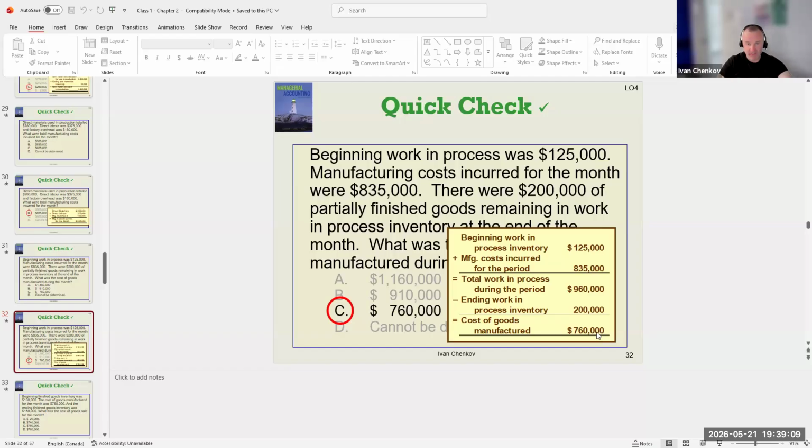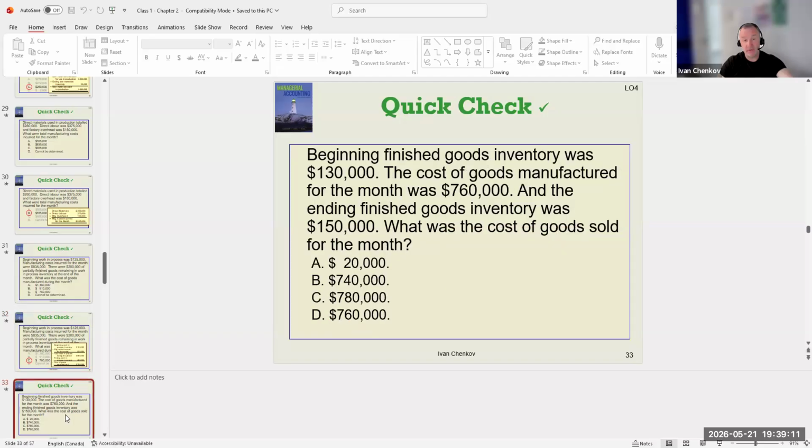Now what's going to happen with the 760? 760 obviously is going to go to the next account, which is the finished goods, which is the final one. Now the beginning finished goods 130. We manufacture new products for 760. At the end of the month, we count the inventory and we found that we have 150,000 worth of goods. How much is the cost of goods sold?